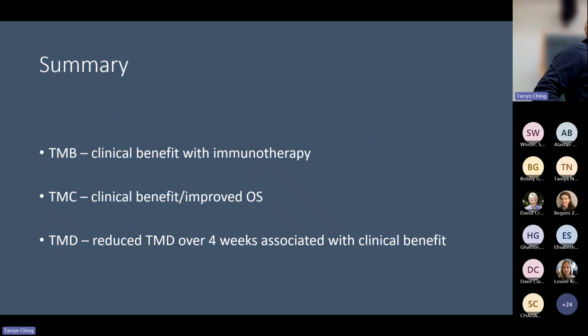So yeah, just to summarize, we've come up with TMB, which is already known, but we validated in our experiments as a predictor of immunotherapy response. TMC is our new one, and that's what we published earlier, in 2023 in Cancer Cell. And TMD is what we're working on now, and we found that it associated with clinical benefit, from a blood-based measurement.